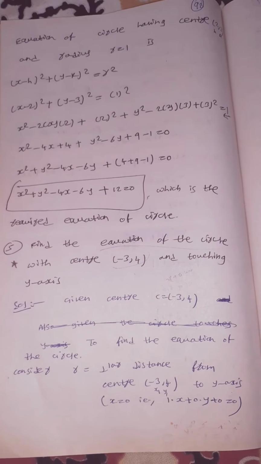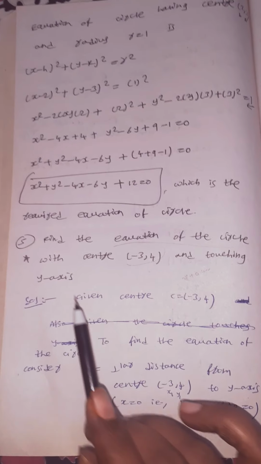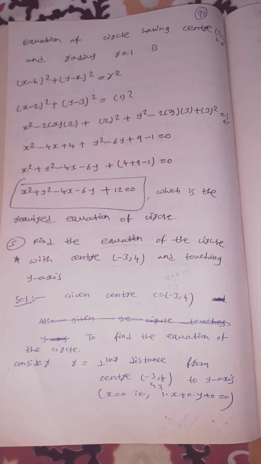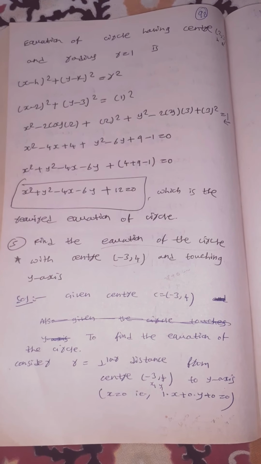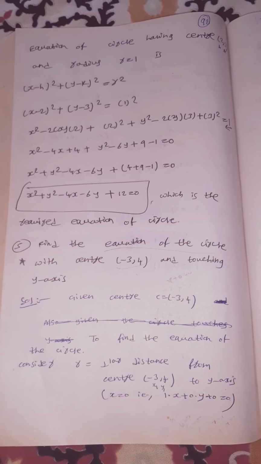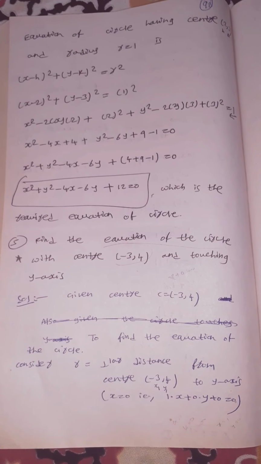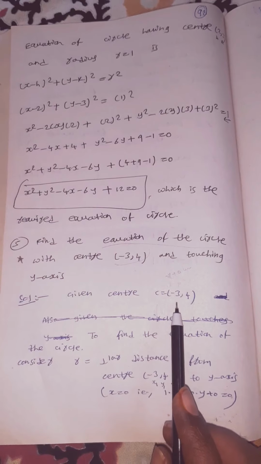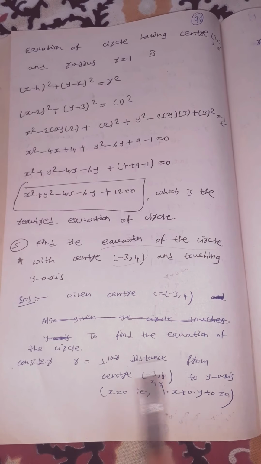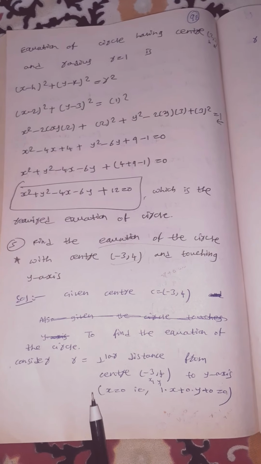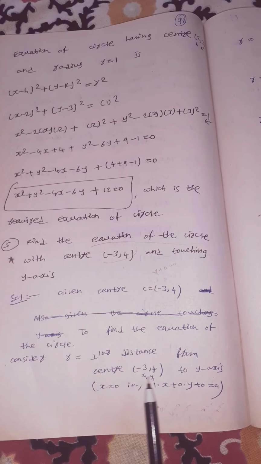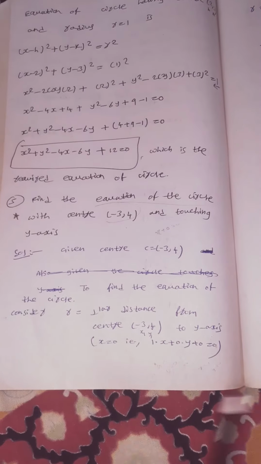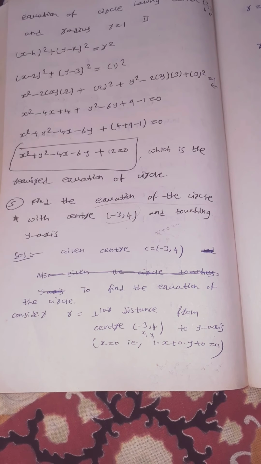Next, in this fifth one, children, find the equation of the circle with center (−3, 4) and touching the y-axis. So same model, children. It is also important, 4 marks. So the given center is (−3, 4), and we are asked to find the equation of the circle. So consider r equal to the perpendicular distance from the center to the y-axis. Y-axis means what, children? x = 0.